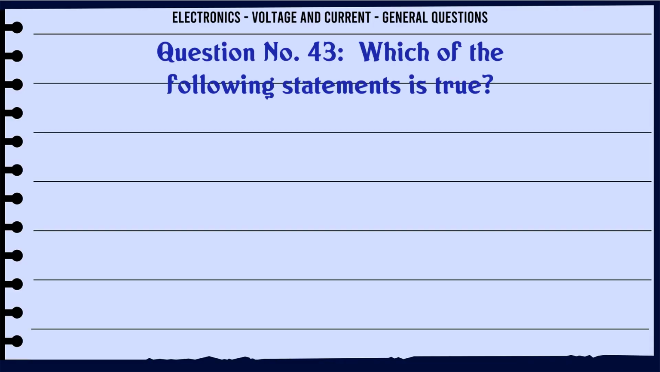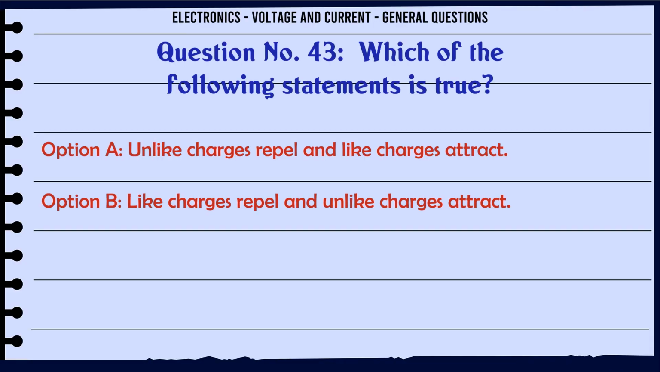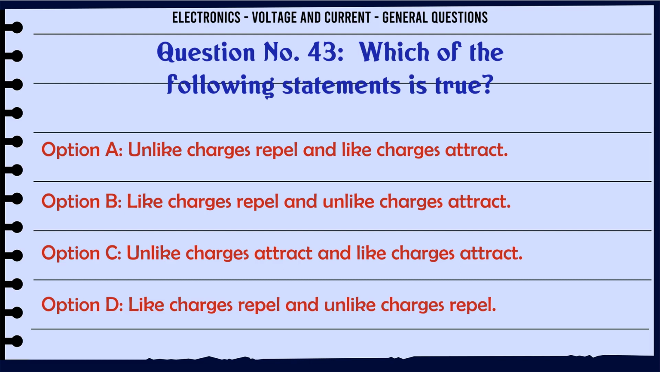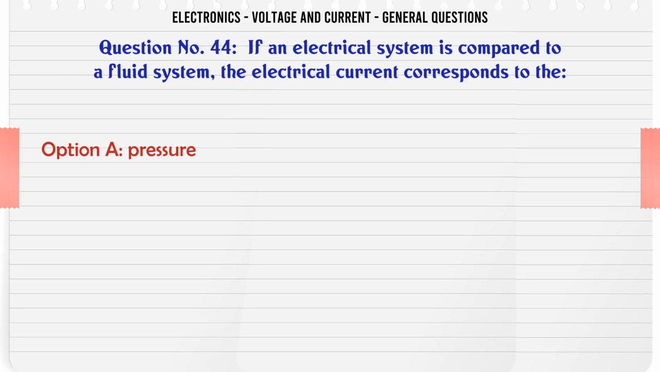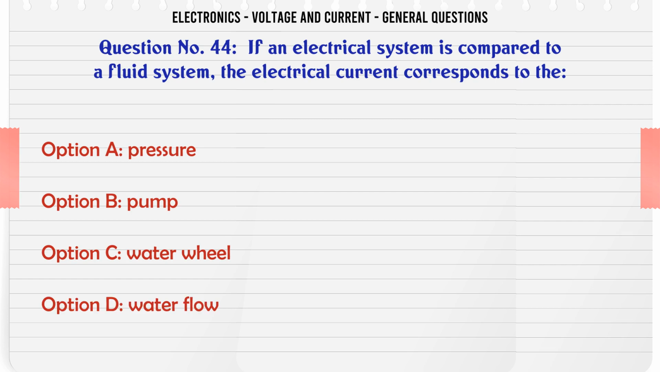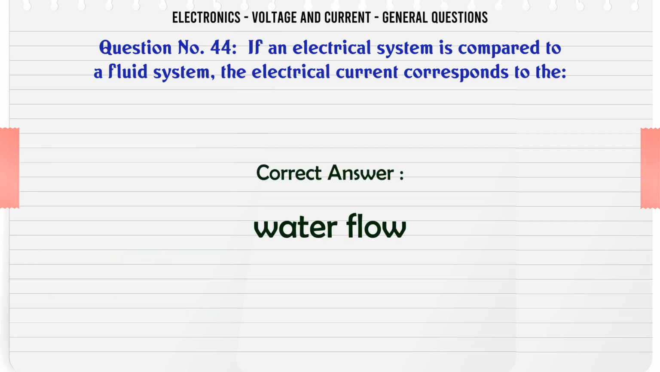Which of the following statements is true? A. unlike charges repel and like charges attract, B. like charges repel and unlike charges attract, C. unlike charges attract and like charges attract, D. like charges repel and unlike charges repel. The correct answer is like charges repel and unlike charges attract. If an electrical system is compared to a fluid system, the electrical current corresponds to the A. pressure, B. pump, C. water wheel, D. water flow. The correct answer is water flow.